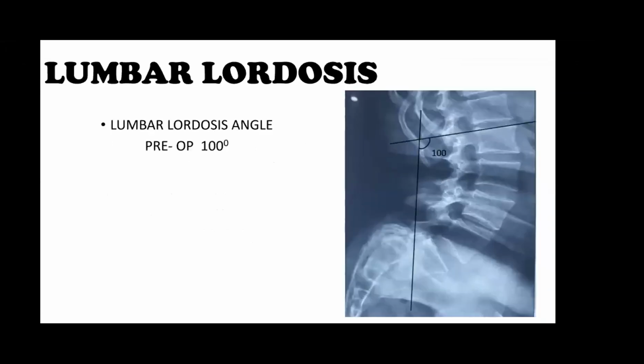So look at this lumbar lordosis angle. It's usually about 50 to 60 degrees. It is 100 degrees here because of the slip, because L5 over S1 has become vertical. Next slide.